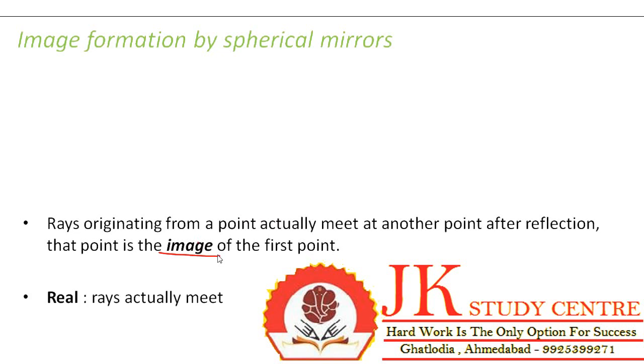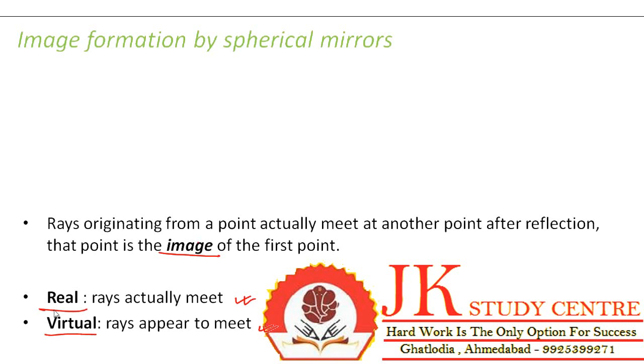Now, there are two different things. There is one possibility that the rays will actually meet after reflection, as you have seen in case of a concave mirror. In a concave mirror, the incident rays after reflection actually converge through the principal focus. So if the rays actually meet, then a real image is formed because the rays are meeting really, right? Now, there is another possibility that the rays do not actually meet, but they appear to meet. In that case, a virtual image is formed.